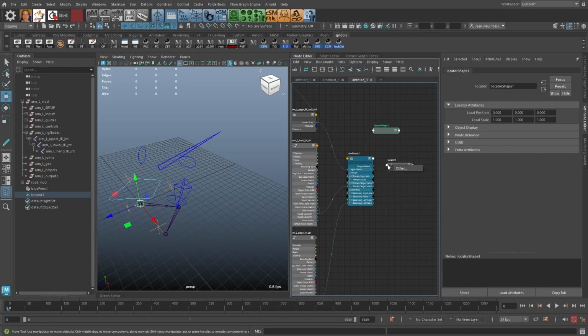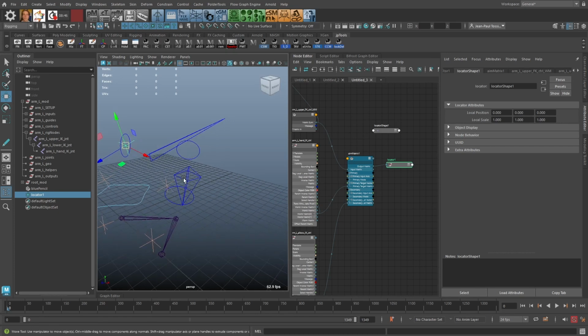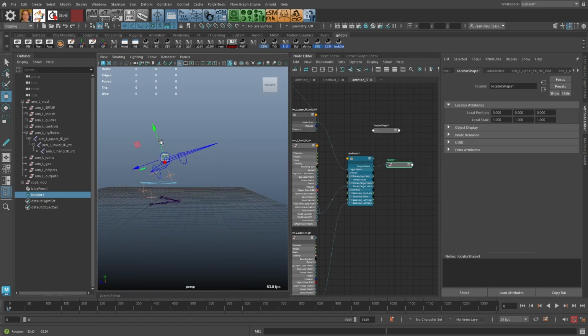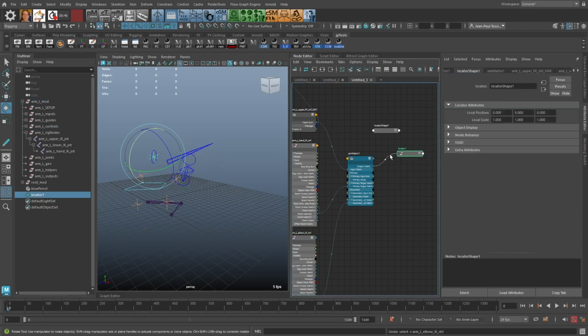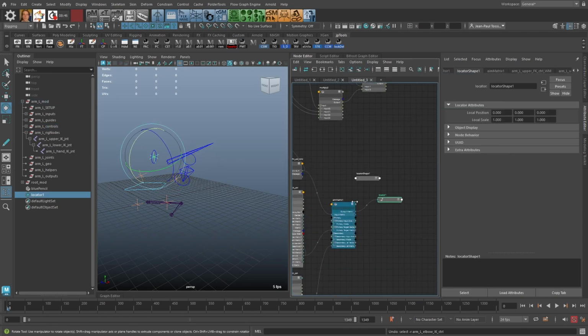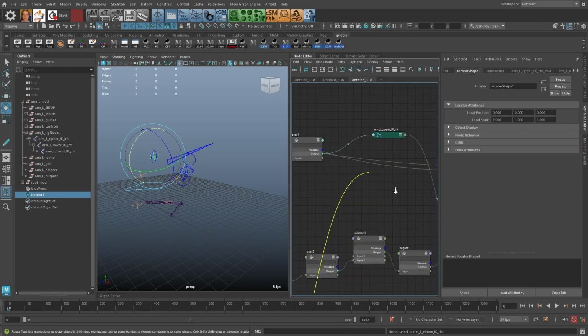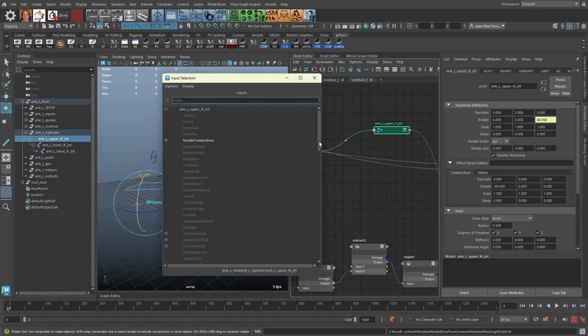So now we have created, if we create a temporary locator, we can see that if we plug it into the offset parent matrix, we have created the matrix that points with the x-axis to the IK hand control, and with the negative z-axis aligned with the pole vector control, or the elbow control. So what we can do now is take the aim matrix output and plug it into the parent offset matrix of the upper IK control. And I think we're going to get an offset, but let's look.